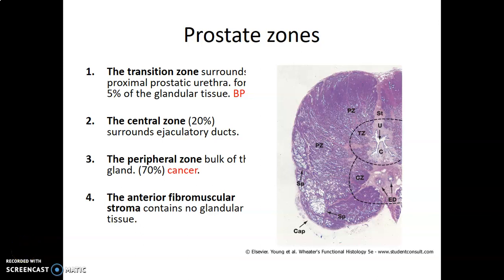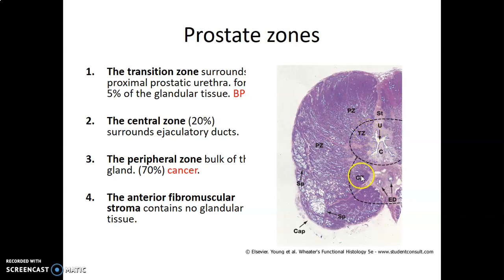Hello, Mindy again. We continue the series on the histology of the male reproductive tract, and we see we have a transition zone around the prostatic urethra, and this transition zone is mainly prone to benign prostatic hyperplasia.